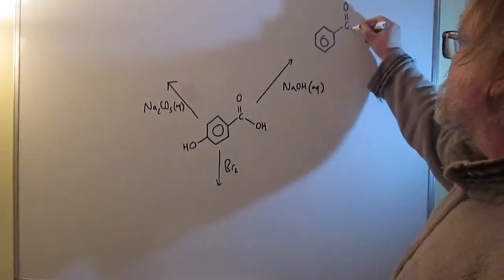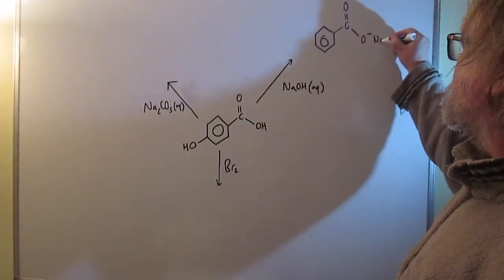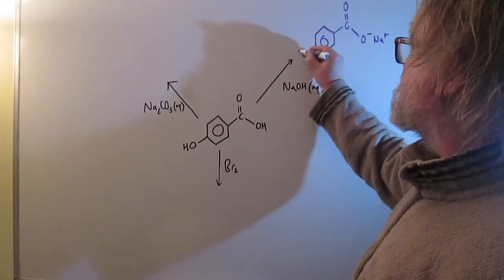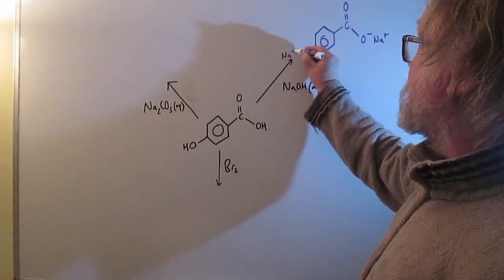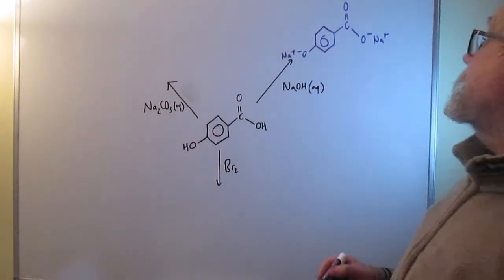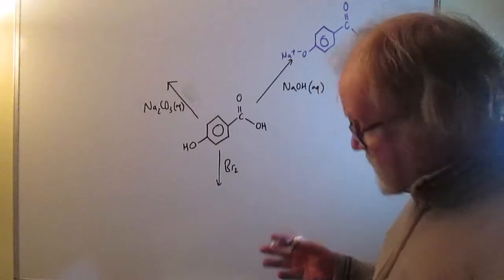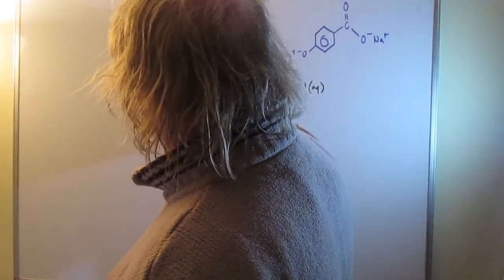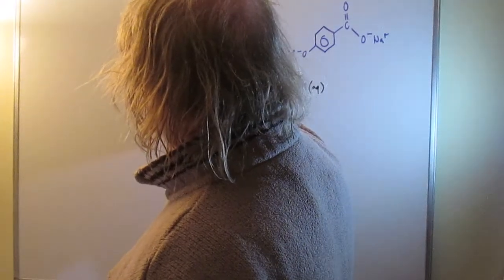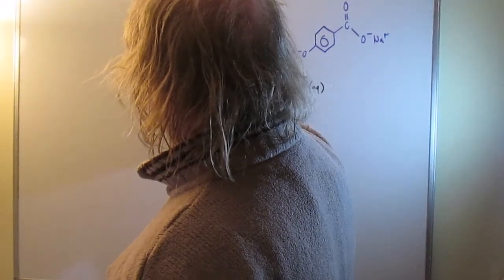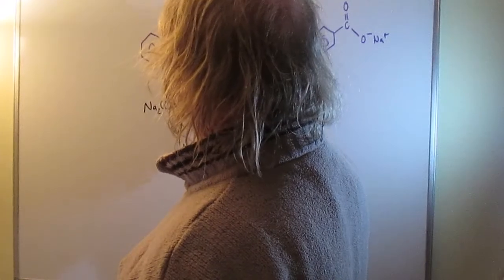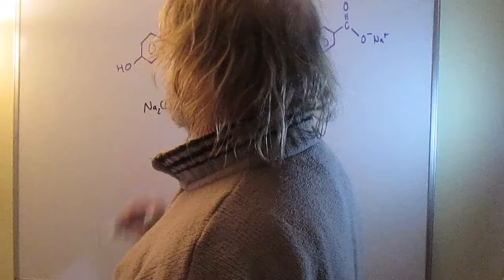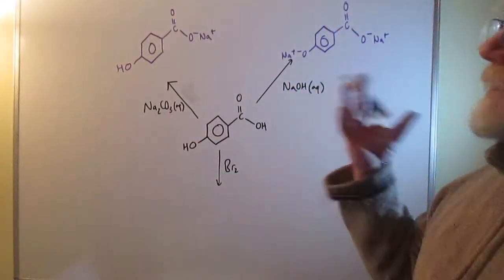but the COOH becomes COO minus Na plus, and the OH also becomes the salt, so O minus Na plus, like that. With carbonate, only the carboxylic acid does it, so it does the same thing, but the phenol stays unaffected. So we'll get the salt of the carboxylic acid, but the much weaker acid, the phenol, can't do that with carbonate, so it just stays unaffected.